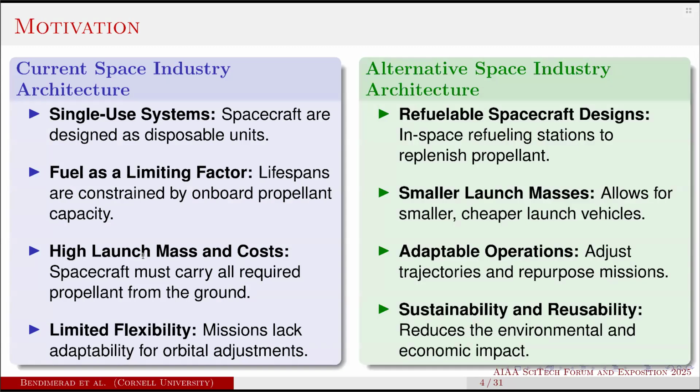The alternative space industry architecture is based on refueling. Refueling allows for smaller spacecraft and cheaper launch vehicles. It also allows to adjust the trajectories and repurpose the missions after the launch. It also reduces the environmental and economic impact.